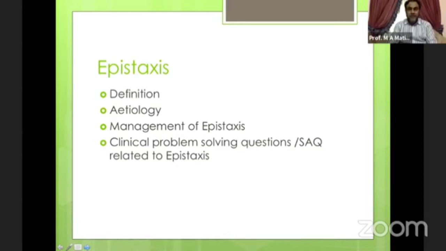So first thing is definition. What does epistaxis actually mean? We put this question in the oral exam as well as your written paper. And management of epistaxis: how do we manage a patient with epistaxis? Suppose a 60 or 70 year old male patient, a hypertensive patient, presents with epistaxis. How do we manage? This is a common question asked in the exam, and also other clinical problem-solving questions.